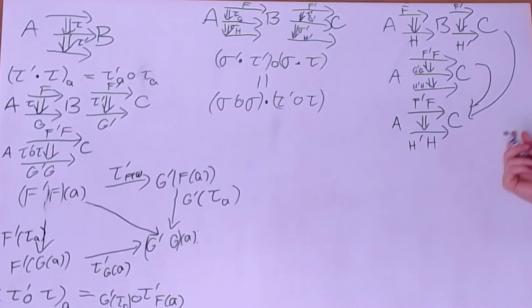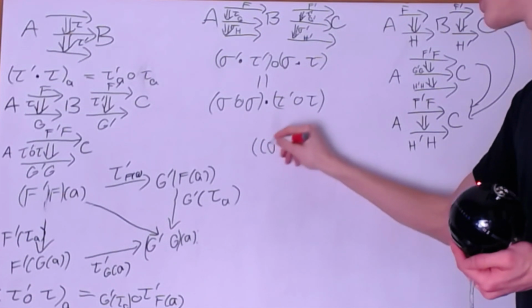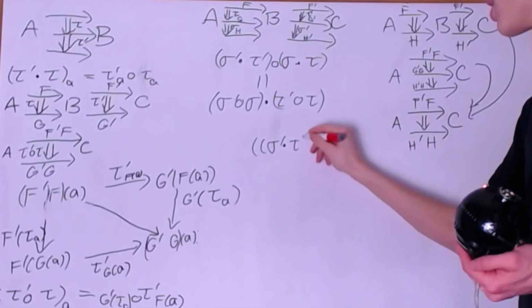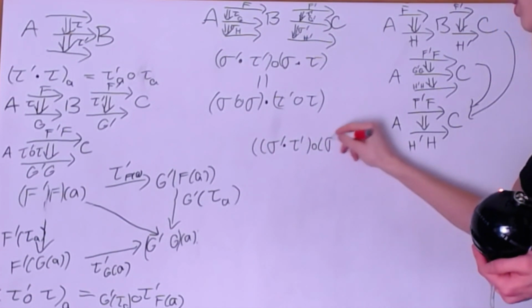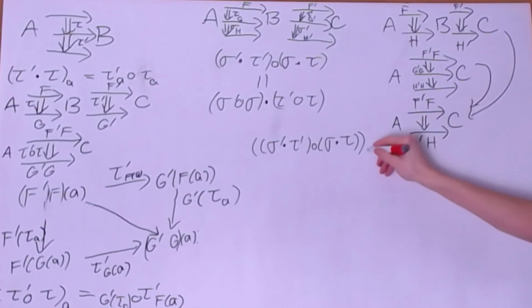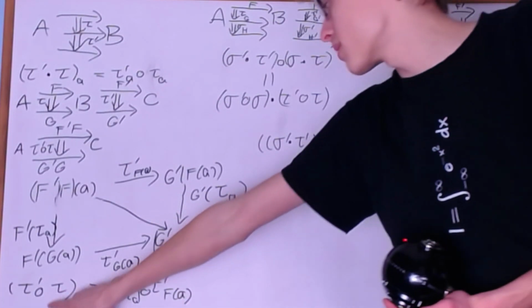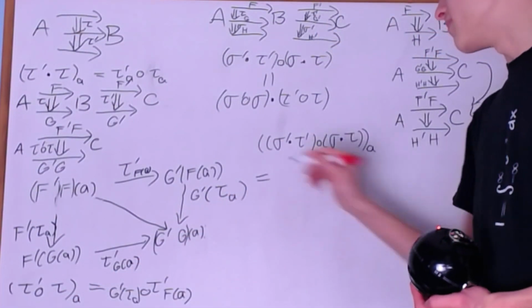So the method for proving that these are equal is by looking at their component morphisms. So we can have sigma prime dot tau prime composed sigma dot tau, and we can do this at a general object A. Looking at the diagram we have for this one, which is this right here, and the definition we have for the components, let's just plug in.